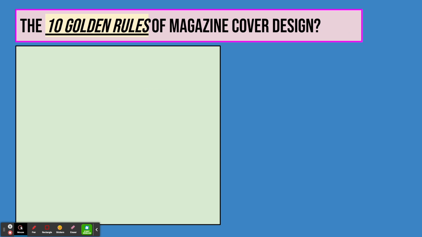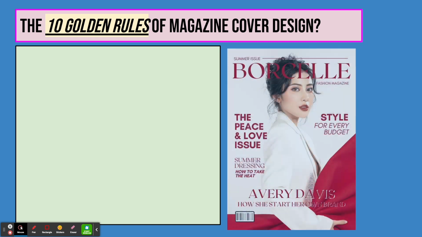Now that we've taken a look at the anatomy of a magazine cover, let's jump into the rules that will make people buy your magazine. All right. Here are the 10 golden rules of magazine cover design. 10 golden rules, all right?